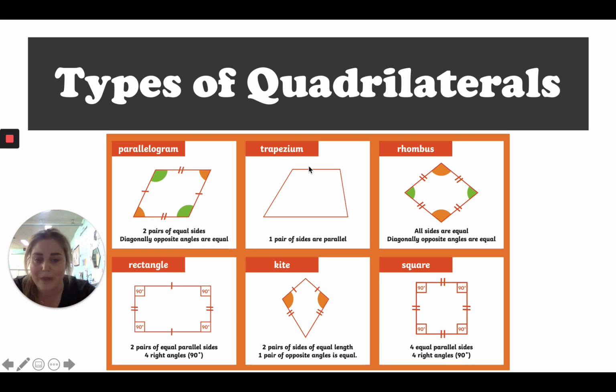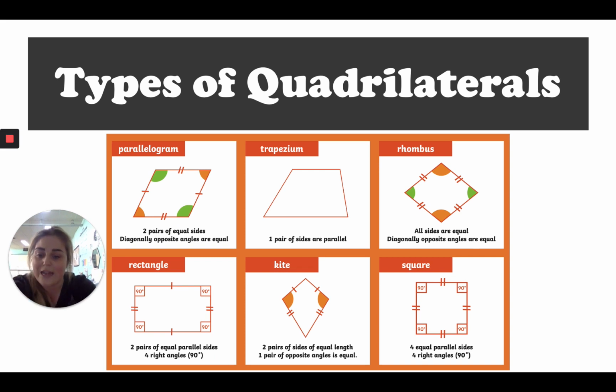Then we have a trapezium, and one pair of the sides are parallel, meaning they run adjacent to each other. They don't touch, but they are both going in the same direction and at the same angles. Then we have a rhombus, and in a rhombus, all the sides are equal, and the diagonally opposite angles are equal as well. So similar to the parallelogram, their diagonal angles are equal, but where the rhombus and the parallelogram differ is the fact that all the sides are equal in the rhombus.